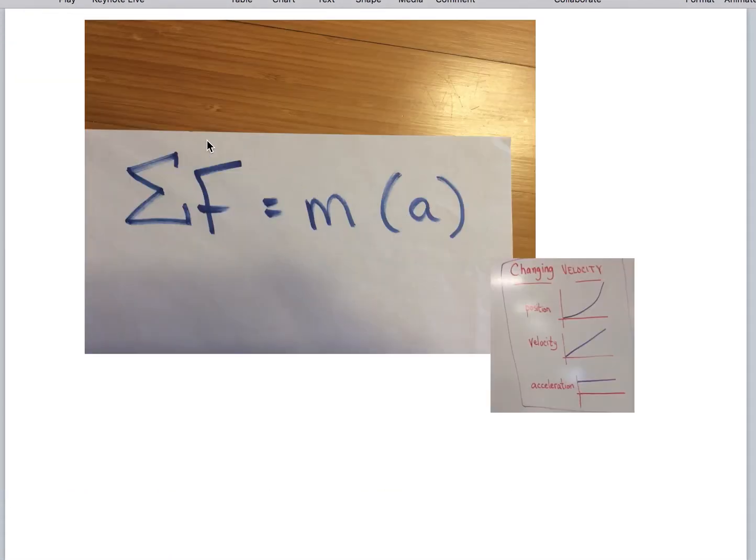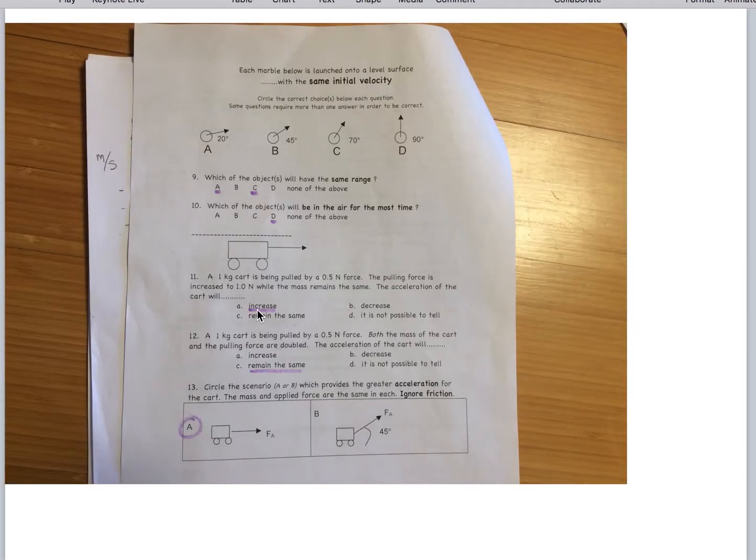11 and 12, yeah, that just goes back to this. If you increase the force, you're going to increase the acceleration. If you increase the force and the mass, then that acceleration value won't change. So that's what's going on there with 11 and 12.